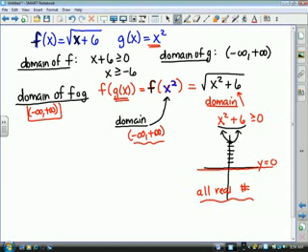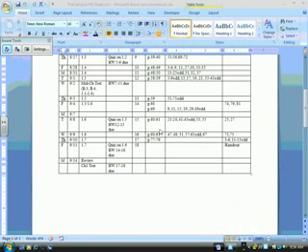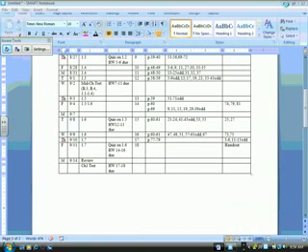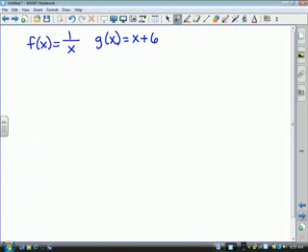Okay. Just make it a little bit more sense. Alright, let's just go through some. So let's do some of the weird cases then, because those are the ones that are going to maybe mess you up. Let's try one like this. Let's say f of x is 1 over x, and g of x is x plus 6. Okay, so tell me what's the domain of f.